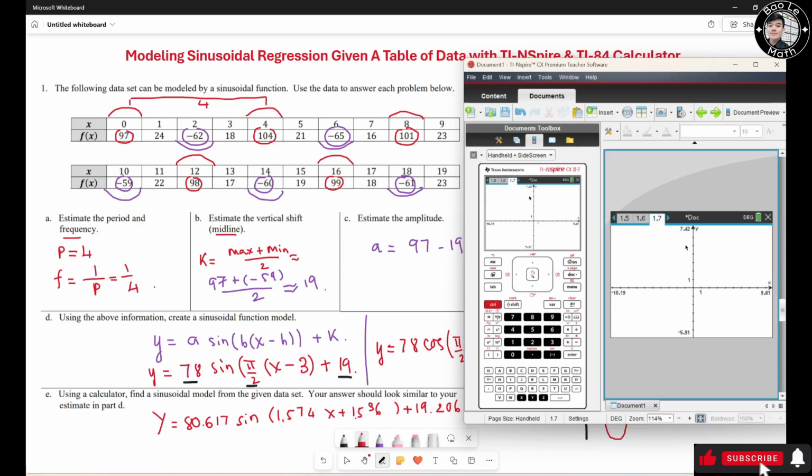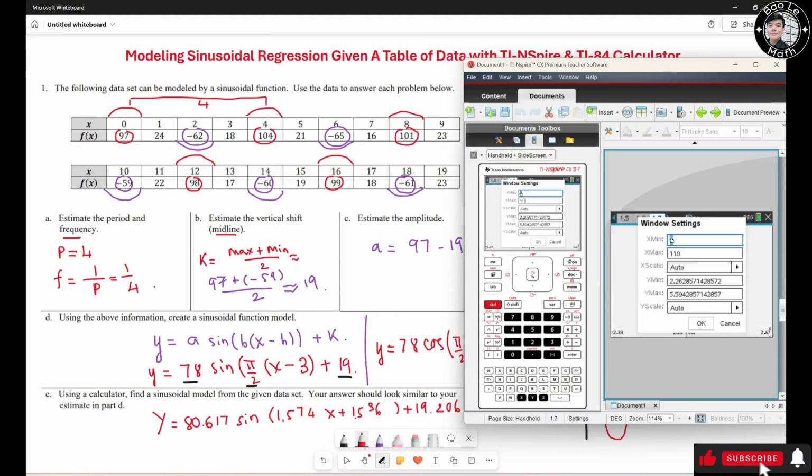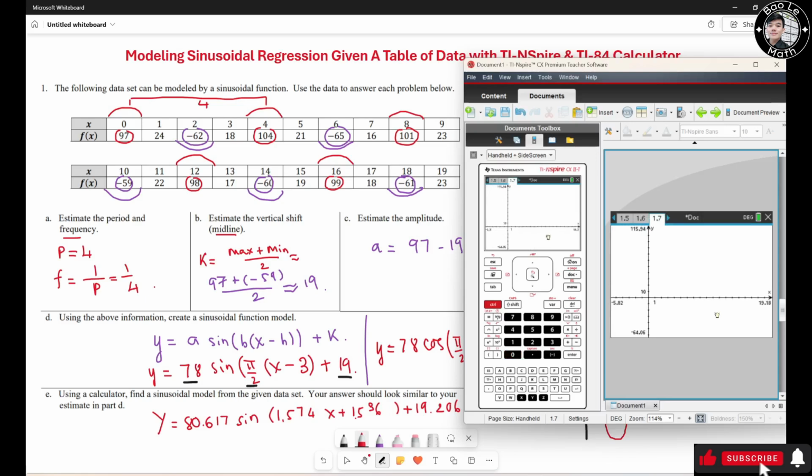you need to adjust the window range, right? So we just hit the menu, window, and window setting right here. The S minimum value should be 0. S maximum should be 25, right? Now the scale is auto, right? Now the Y minimum should be negative 70, right? And the maximum value should be 110, right? And you hit OK. It's gonna be right here.